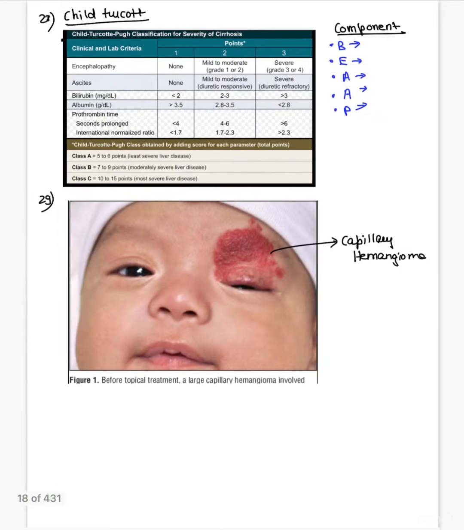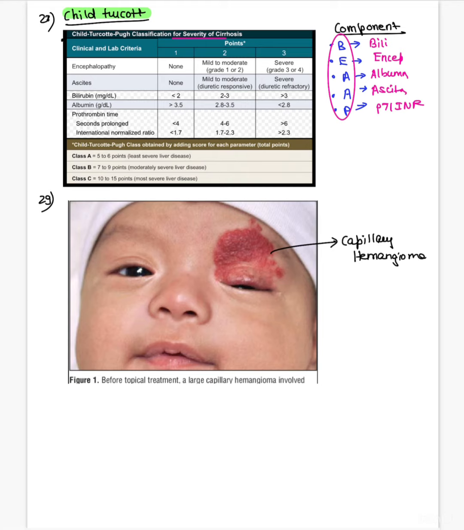So let's get started. First of all, they ask you which component is not a part of the Child-Pugh score. See, this score is used for severity, guys. So this is severe, so remember it like this: it will beep if it goes more. Remember B for bilirubin, E for encephalopathy, A for albumin, A for ascites, and P for PT/INR. So these are the 5 components, guys.